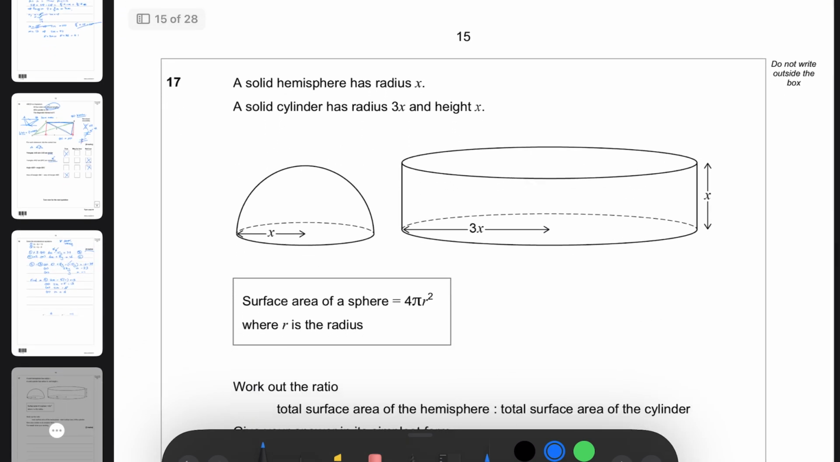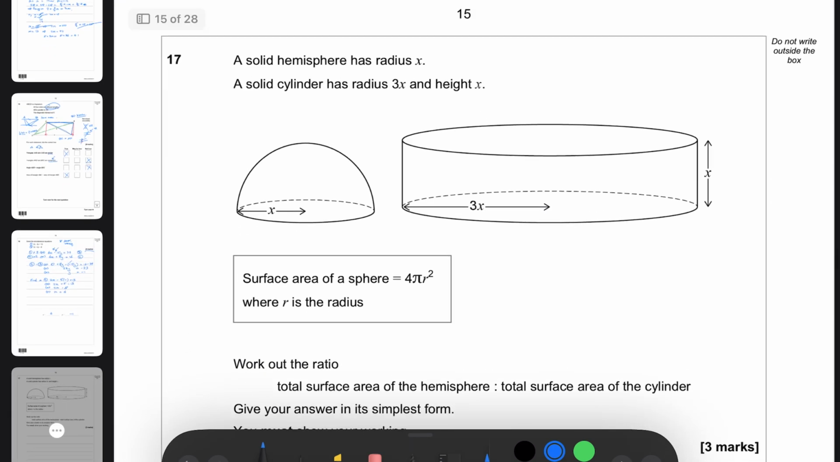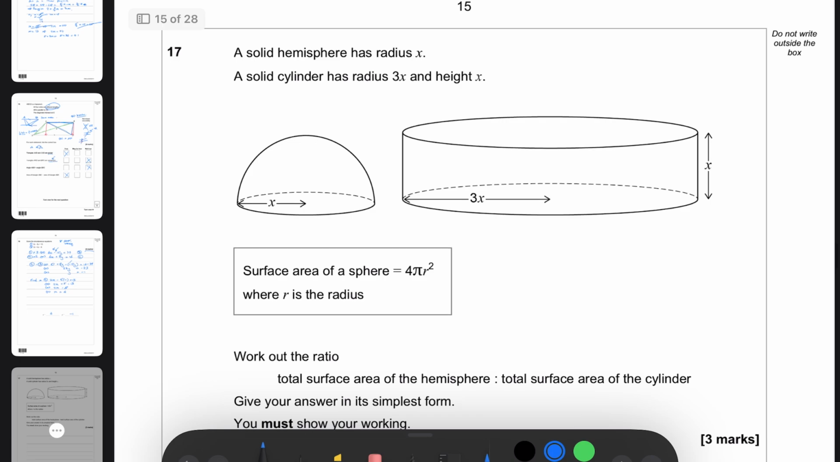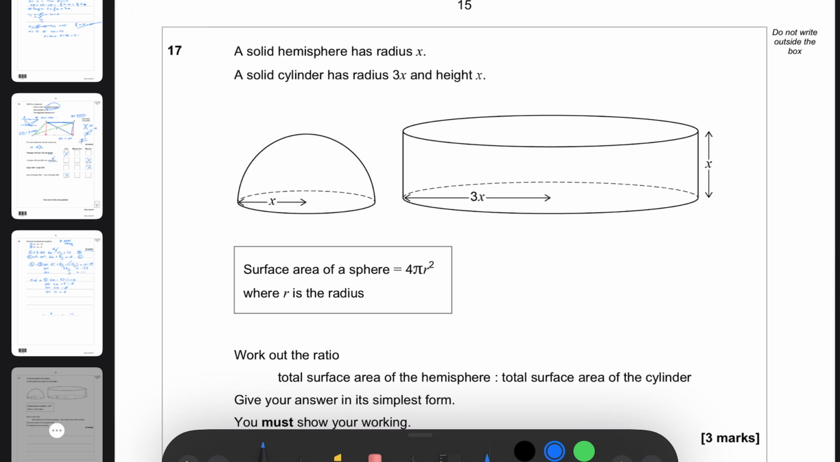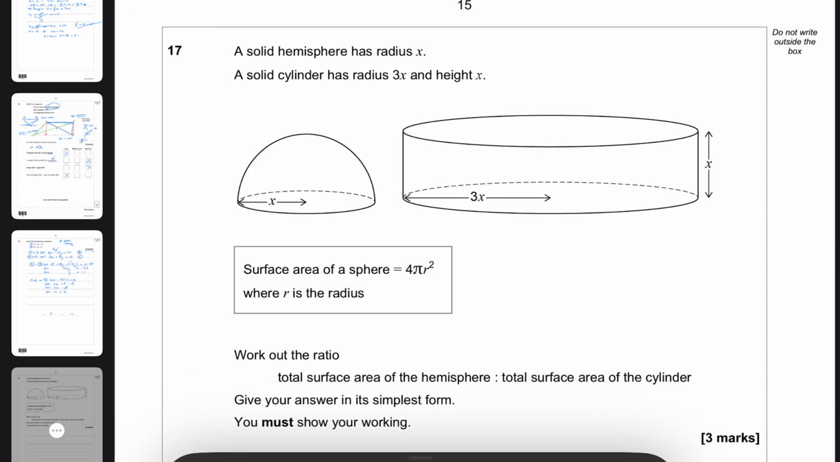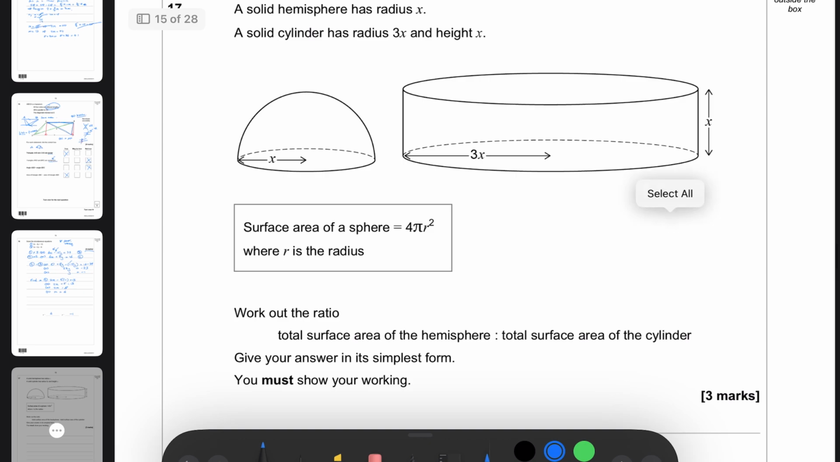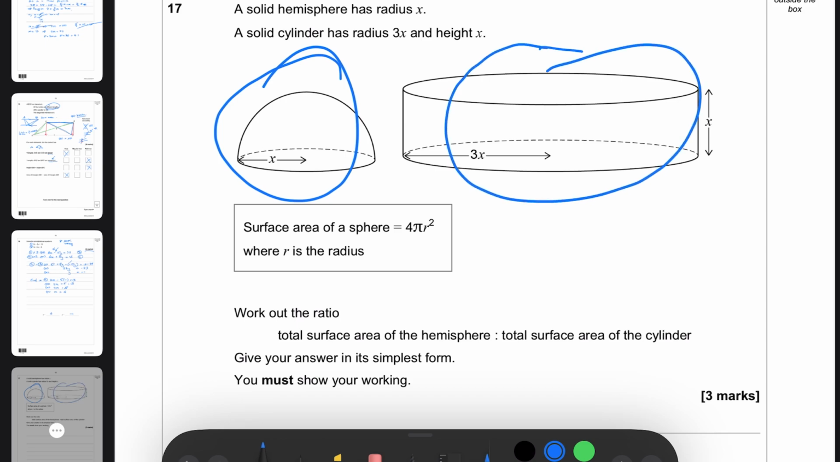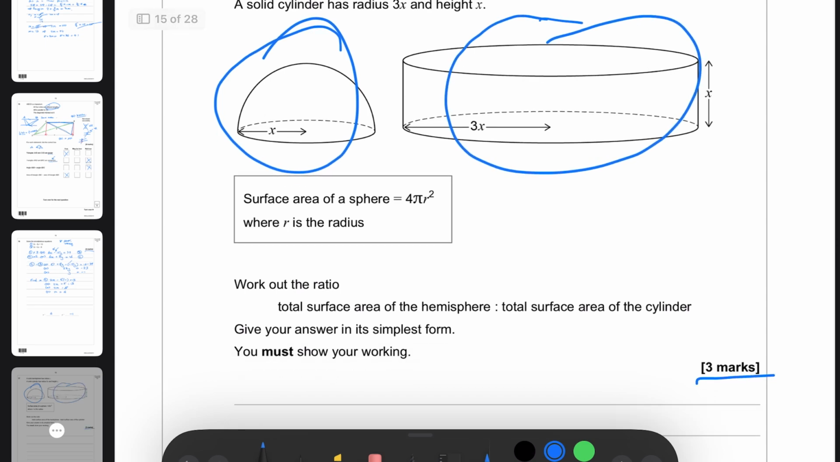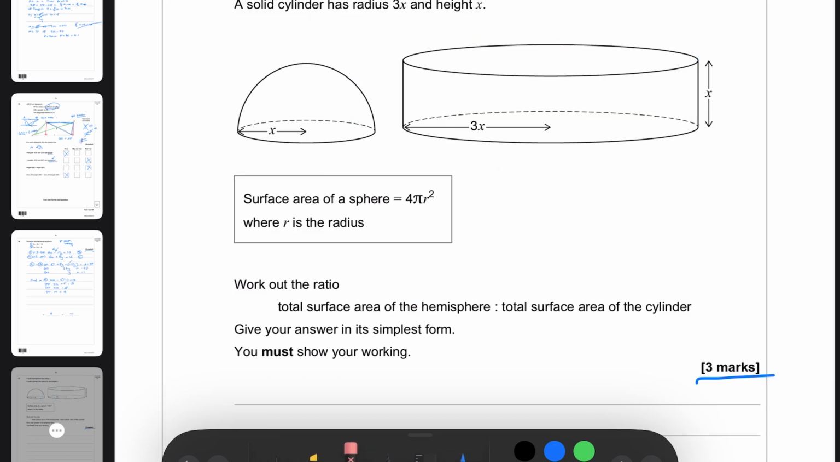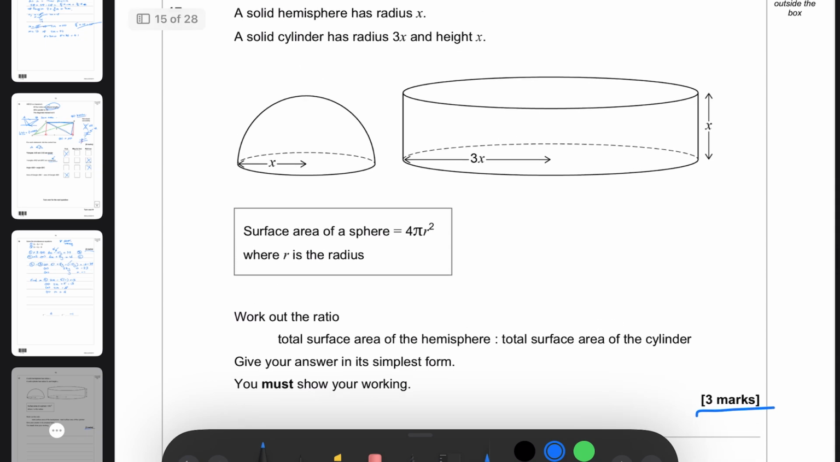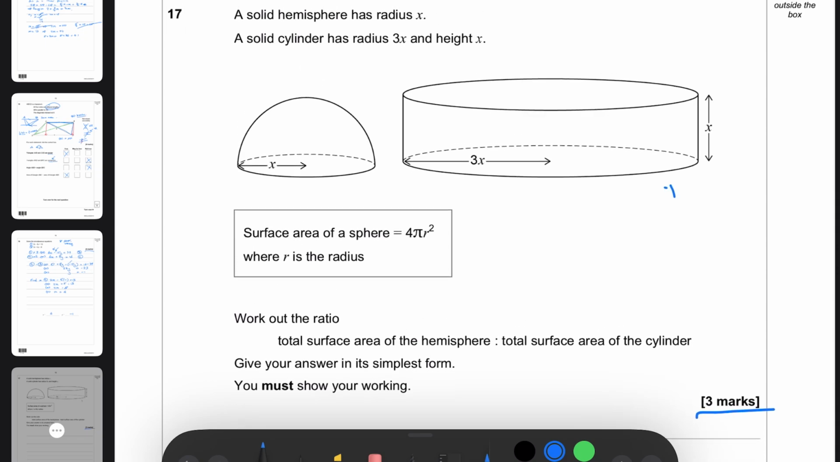Right, question 17. A solid hemisphere has radius x, and a solid cylinder has radius 3x and height x. Work out the ratio of the total surface area of the hemisphere to the total surface area of the cylinder. It's just a bit complicated for 3 marks; it's quite simple, but a little convoluted. Bear with me. What we'll do is break down both shapes.